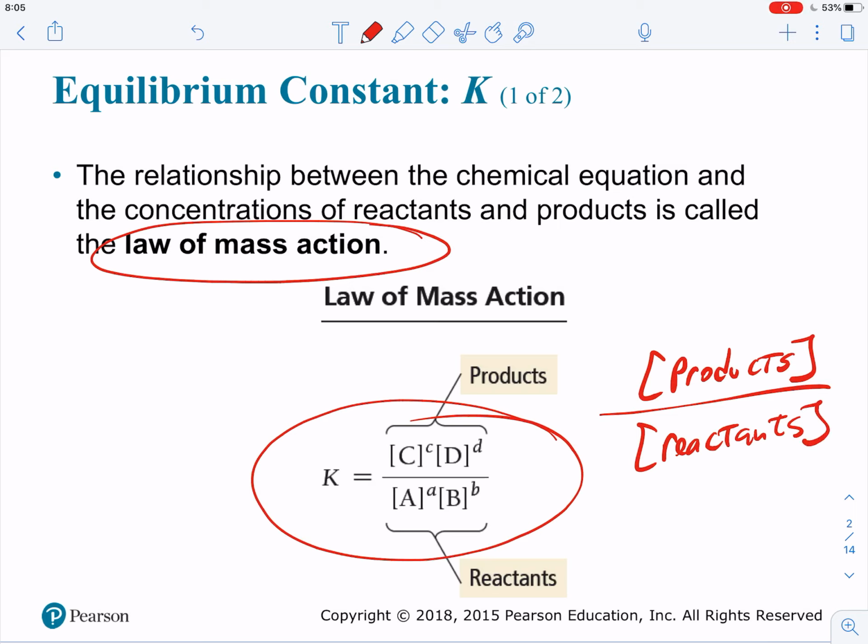Think of that as a snapshot that tells you the equilibrium constant will always look like that. It's going to be products over reactants, the concentration of products over the concentration of reactants. So that's how it looks. This is your equilibrium constant.